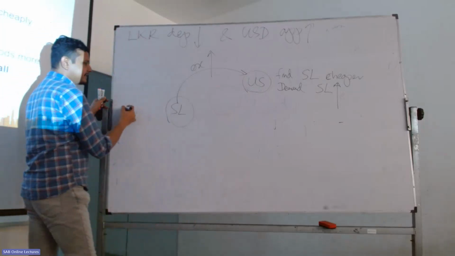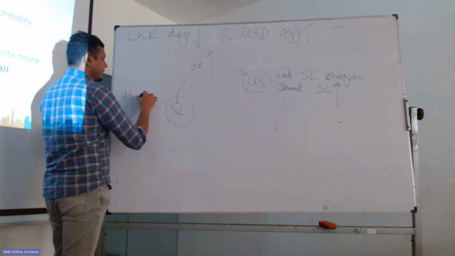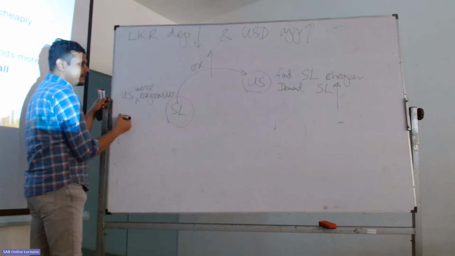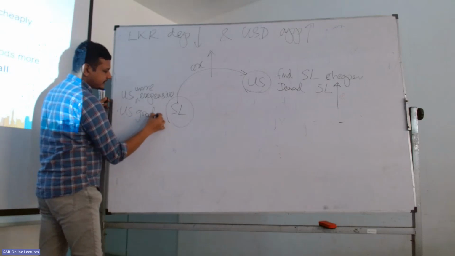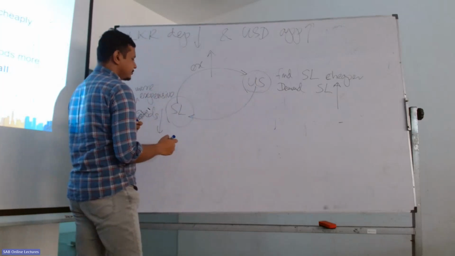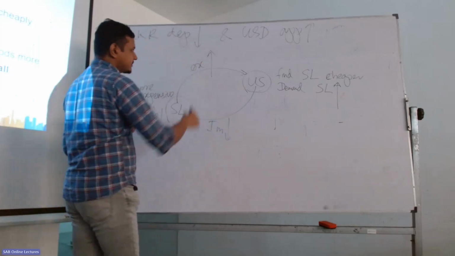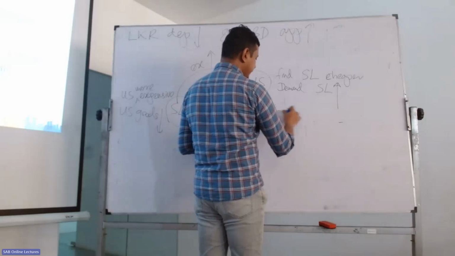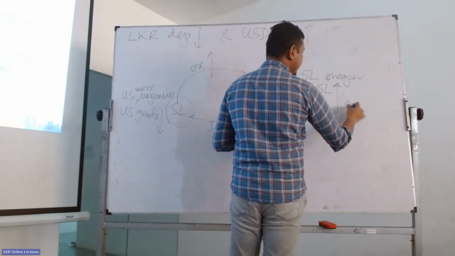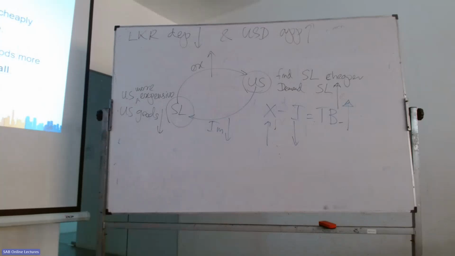On the other hand, Sri Lankan residents will find US goods more expensive. As a result, Sri Lankan residents will demand US goods less. And what happens is imports from US to Sri Lanka will go down. When exports are increasing, when imports are decreasing, what happens to trade balance? Trade balance will increase. Trade balance will be favorable. Trade balance will improve. So that is how trade balance is affected due to the appreciation or depreciation in currencies. That is the end.